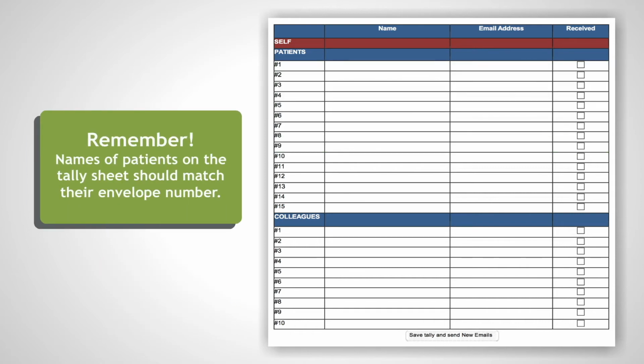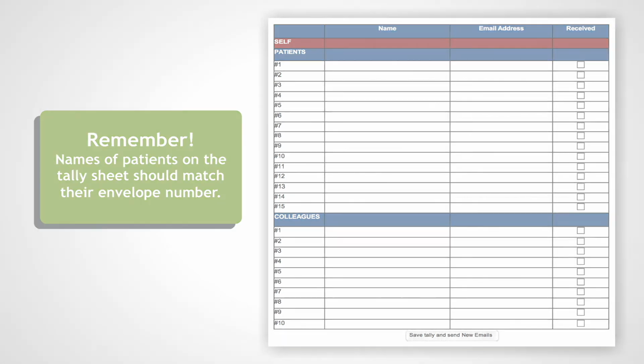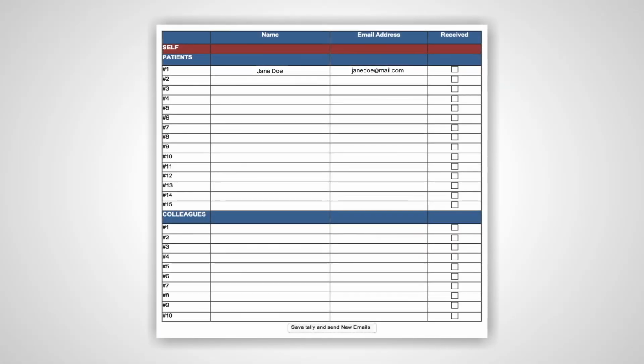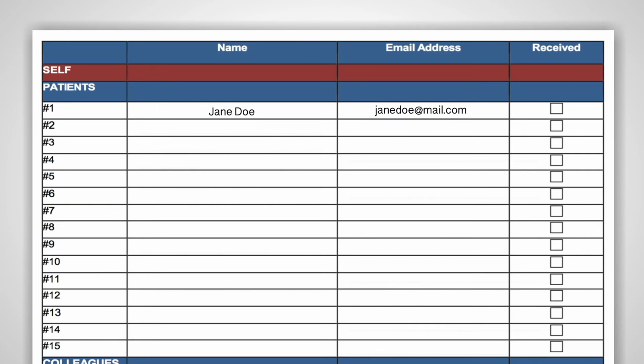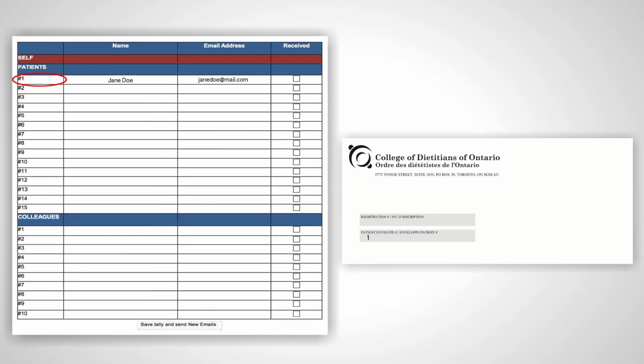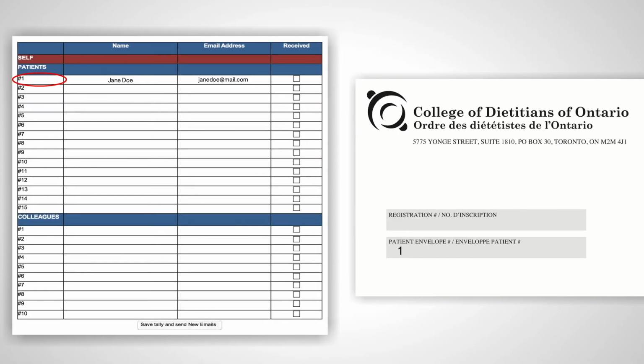And remember, names of patients on the tally sheet should match their envelope number. For example, if Jane Doe's name was entered in the number 1 position of the patient's portion on the tally sheet, she should have the sealed patient envelope with the number 1 on it.